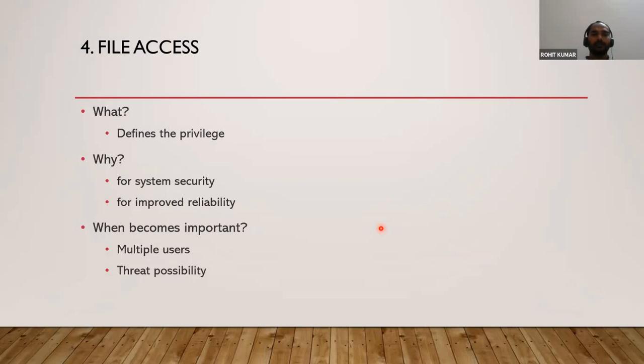Now, why do we need it? Because if we are defining an access mechanism with respect to a file system, then we are trying to incorporate some security mechanism, to improve the system security or to improve the reliability. How does security help to improve reliability? Anyway, what is the meaning of reliability? When we say that somebody is reliable, it means what?